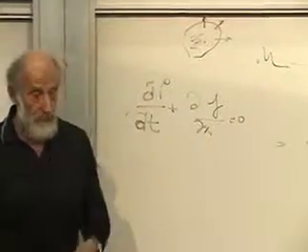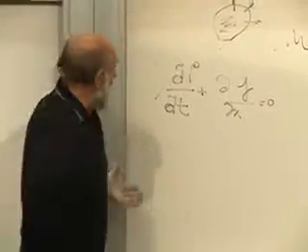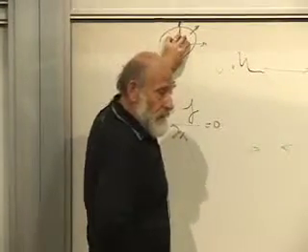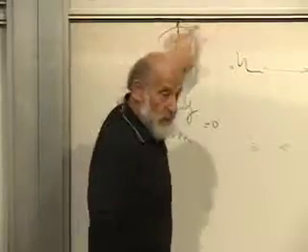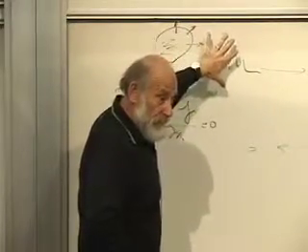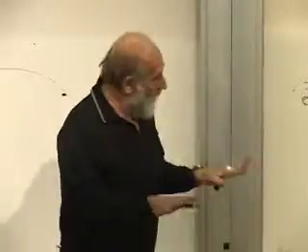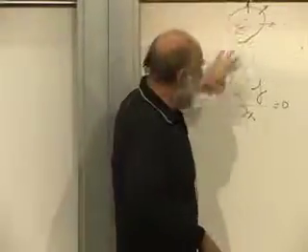And of course, what this says is that if there's a change of charge on the inside of this region, then there's a compensating change of charge on the outside of the region. So it's a very local way of describing the conservation of charge.